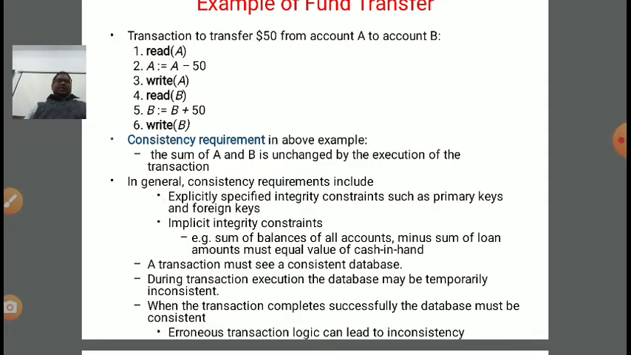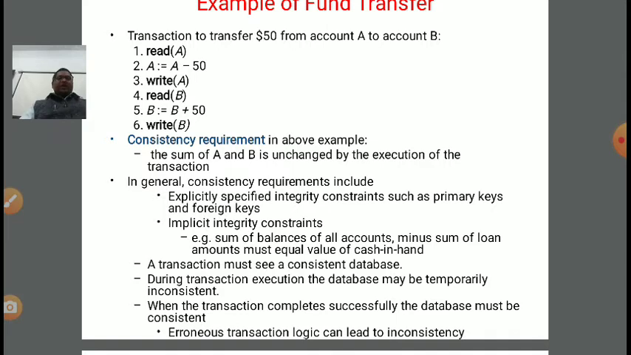In general, we can say the consistency requirement includes explicitly specified integrity constraints such as primary keys and foreign keys. We need to maintain these integrity constraints in order to say that the consistency requirement is fully satisfied. Second is implicit integrity constraints. One example listed here: the sum of balances of all accounts minus the sum of loan amounts must equal the value of cash in hand. Yes, very true.